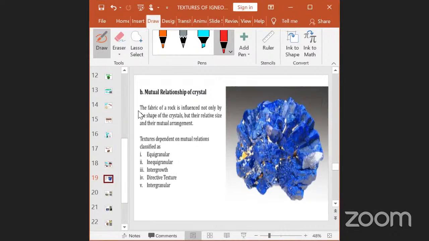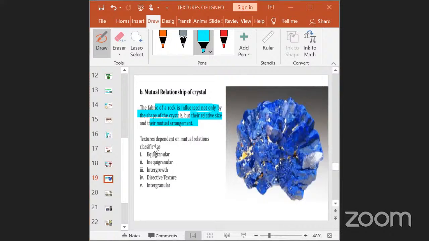Okay, the fabric, I already told what the fabric is. The fabric of a rock is influenced not only by the shape of the crystals, but also by their relative size and their mutual arrangement, right?